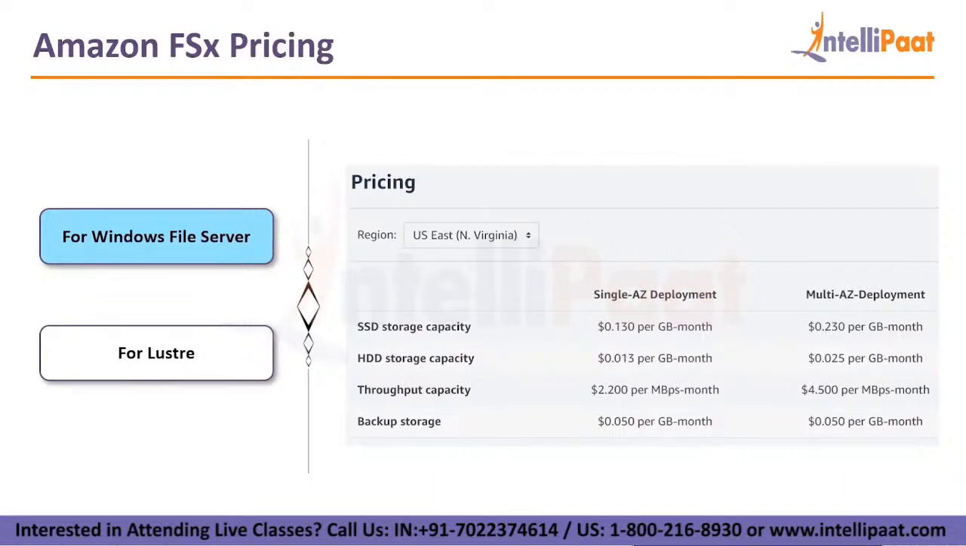And if we go with SSD, the transfer rate will be faster, the throughput will be faster. Over here in HDD, it's $0.013. So it's much cheaper than SSD, and it's much cheaper in multi-AZ deployment as well. Then throughput capacity is cheaper in single AZ deployment, and higher in multi-AZ deployment, because we obviously know in single AZ deployment they're launching file systems in only one availability zone. In multi-AZ, it's in multiple availability zones.